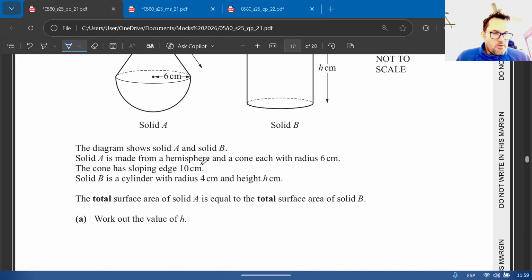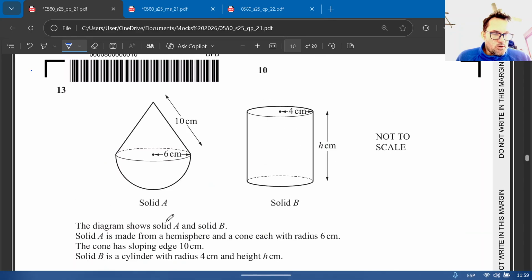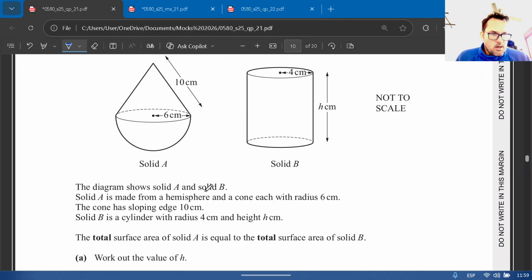Alright, always read the information very carefully. Diagram A shows solid A, solid B. Got that, solid. The same as solids. There's solids, so they filled up with something. Solid A is made from a hemisphere. There we can see half a sphere, and a cone. There we can see that. Each with radius 6 centimeters. Yes, okay. See, there is there, but they focus our attention on that again, which means all of these is important. The cone is sloping edge of 10 centimeters, right?